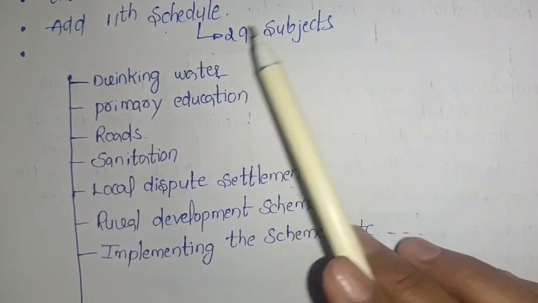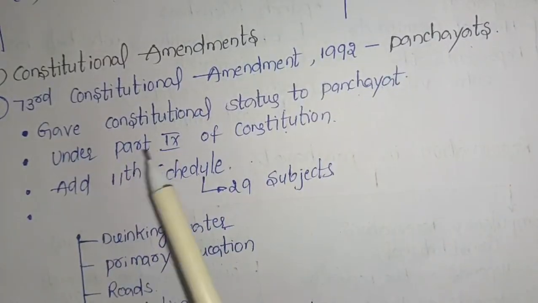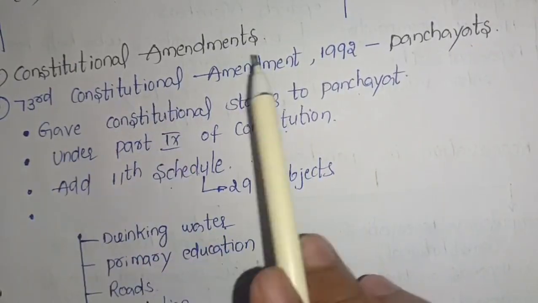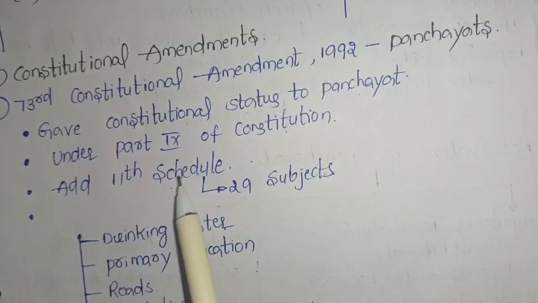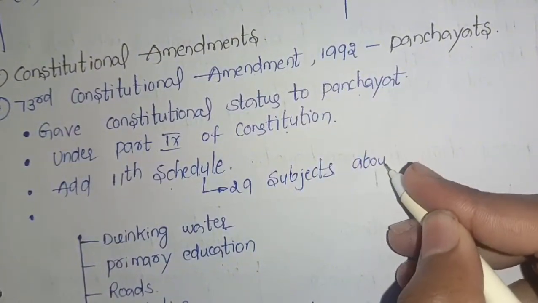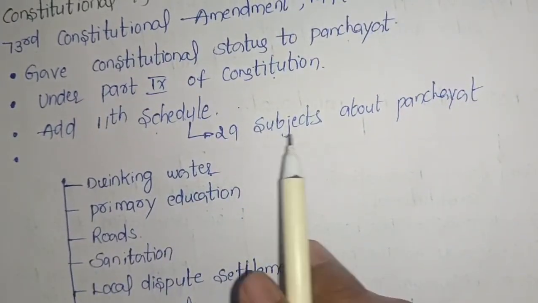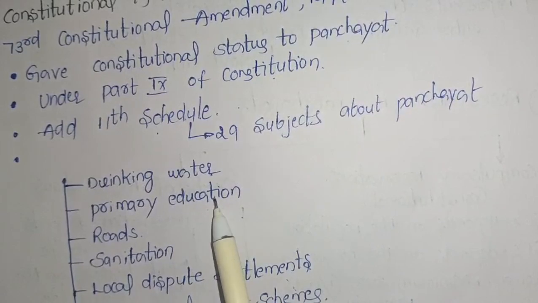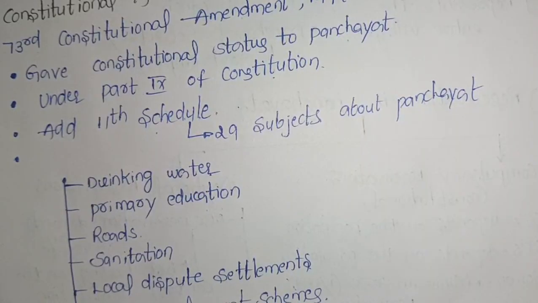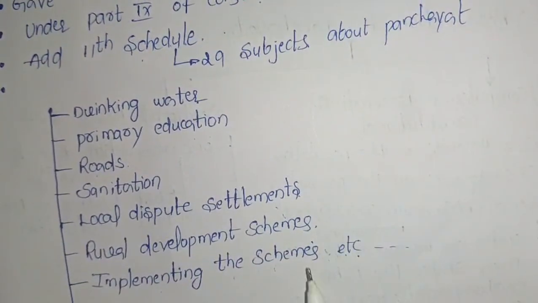The panchayats are formed under the 73rd Constitutional Amendment Act 1992. This comes under Part 9 of the Indian Constitution, and it gave constitutional status to the panchayat. It was added under the 11th Schedule. In the 11th Schedule there are 29 subjects about panchayat: drinking water, primary education, roads, sanitation, local disputes, rural development schemes, and implementing the schemes in rural areas. I hope you understood.